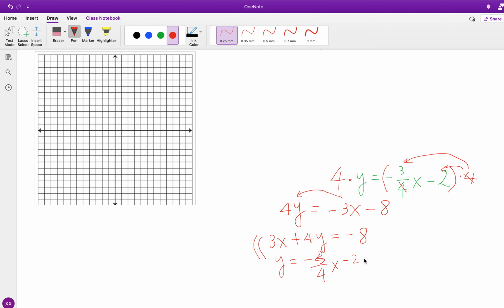This type of equation will have a name for it. This name is called slope-intercept form. Now, when it becomes like that, you call it the general form.